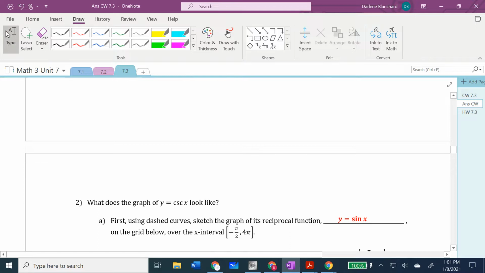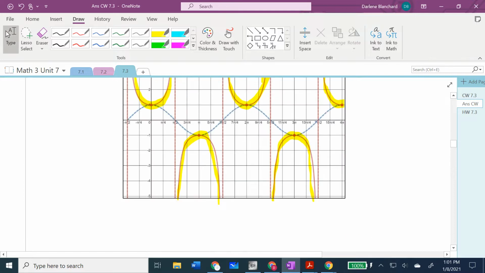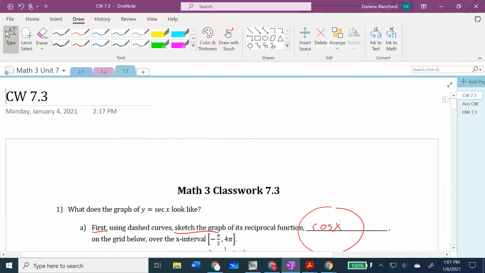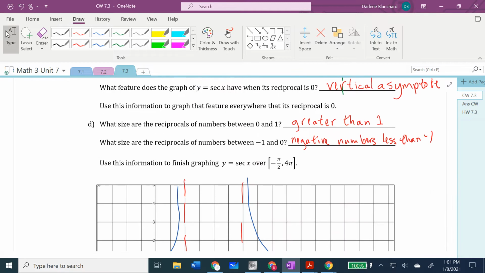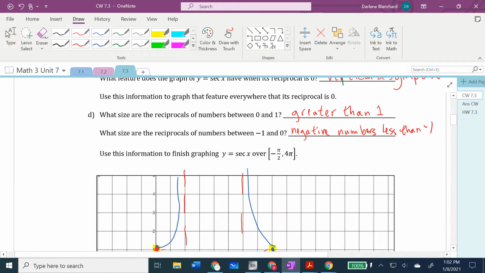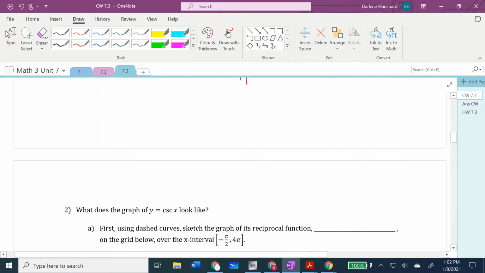And let's see, was there something else that I had on there? By the way, I fixed the answer key to the classwork last period. So that's fixed.